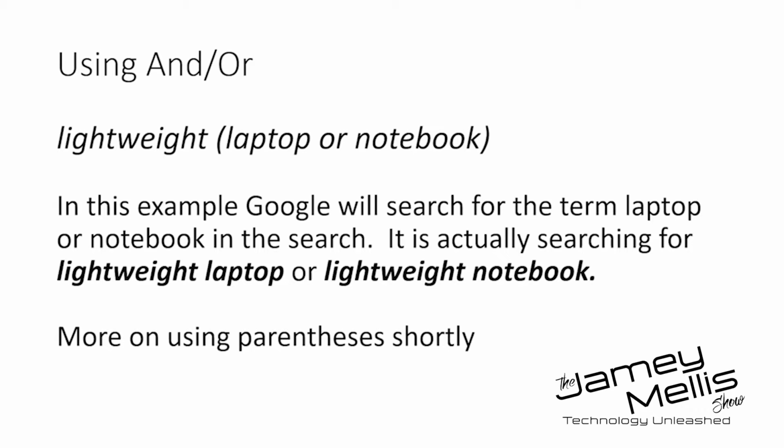In this example, Google's going to search for the term laptop or notebook in the search, and what it's going to do is put these together, laptop against lightweight and notebook against lightweight. So it will help to get you more of what it is you're looking for. I'm going to get more into these parentheses in just a little bit, but take a look at that right there: lightweight, and then in parentheses, laptop or notebook. Notice I'm using or here, laptop or notebook. If you don't put that in there, it defaults to using and, so laptop and notebook. No, we're looking for either a laptop or a notebook.